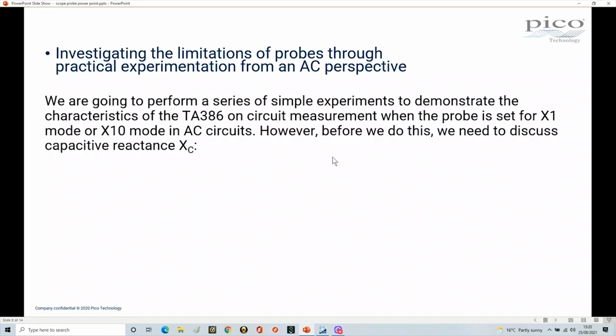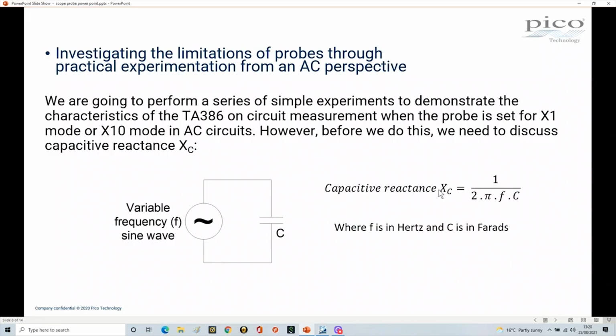But before we do that, we need to discuss capacitive reactance, which is XC. Now, level 1 at university, you'll probably come across reactance. And because oscilloscope probes primarily are trying to get the capacitance down to a very, very small value, so they don't have significant effects on your circuit, we need to understand what reactance is and how it's calculated. So here we have a variable frequency sine wave generator, and here's my capacitor, and the formula for reactance XC is equal to 1 divided by 2 pi FC, where F is in hertz and C is in farads.